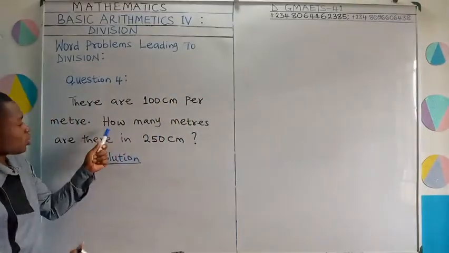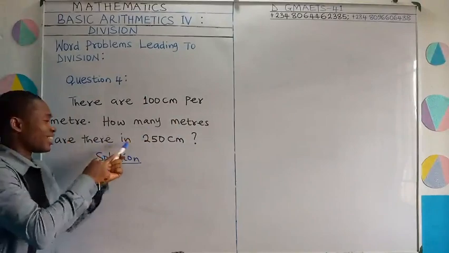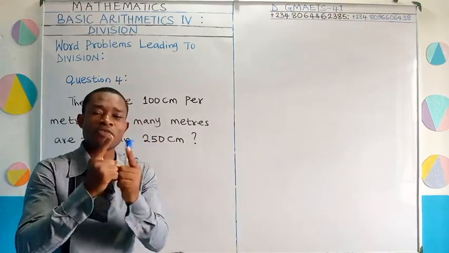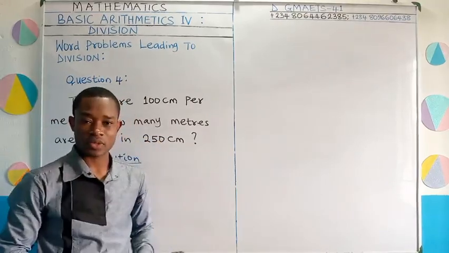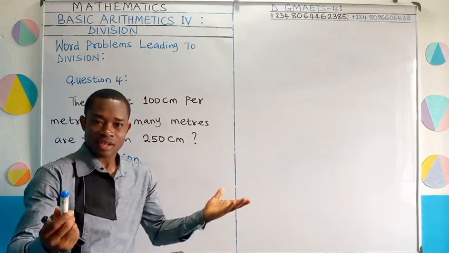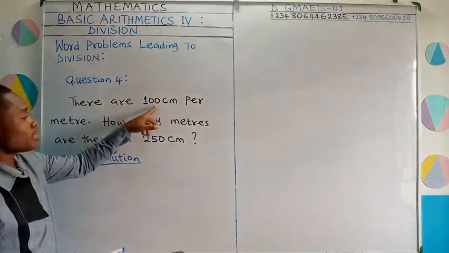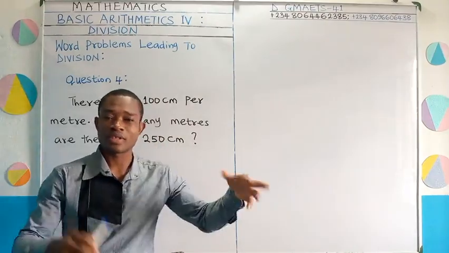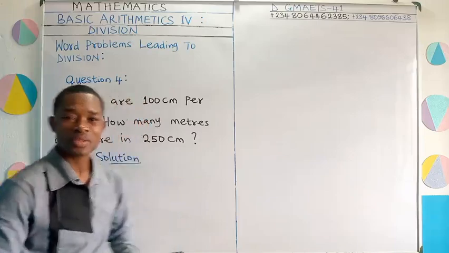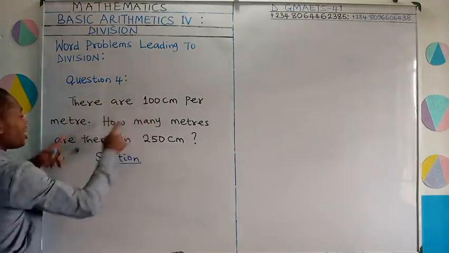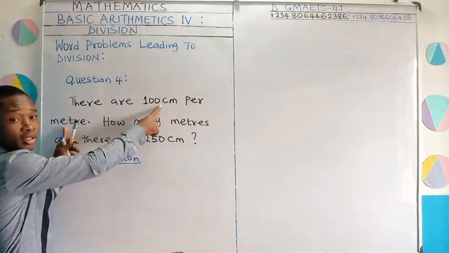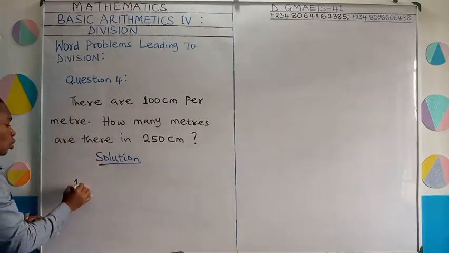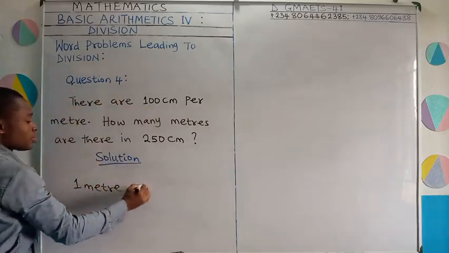Already from this question we are asked, how many meters are there in 250 centimeters? How many meters? So one information of interest to us is the number of meters. So what again is of interest to us? If you look at it, they gave us the value of centimeters. So clearly the two information of interest are the number of centimeters and the number of meters. So let us go. We know that in 1 meter we have 100 centimeters, because we are told that there are 100 centimeters per meter. So I'll simply write 1 meter equals 100 centimeters.